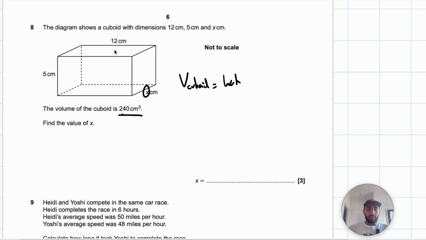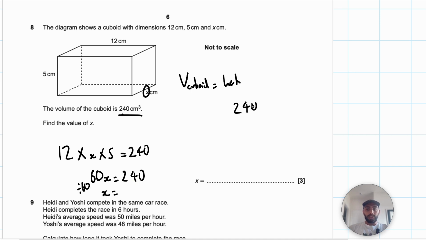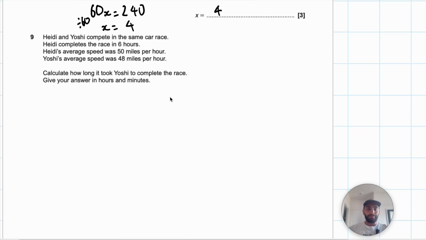Here, the length is 12, the width is x, and the height is 5, and that is going to equal 240. Let's simplify this left-hand side. 12 times 5 is 60. 60x is equal to 240. I can just divide both sides by 60. 240 divided by 60: the zeros cancel out, and I'm left with 24 divided by 6, which is 4. If you want to check this, you can do 12 times 5 times 4, and it would give you 240.